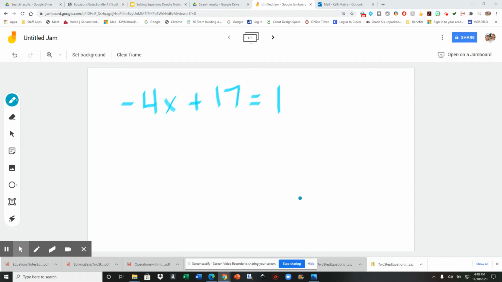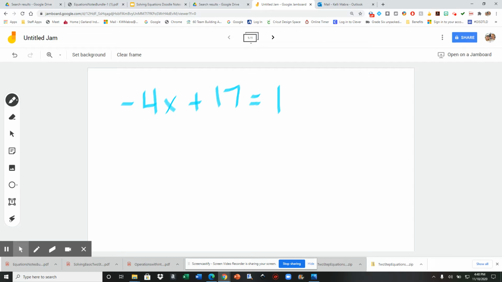Today we're going to talk about how to solve two-step equations. And exactly, two-step equations means that there's two different operations. There's an add and a multiply, a subtract and a multiply, a divide and an addition, or a subtraction and a division. Okay, so it's going to have more than one operation in the exact problem.